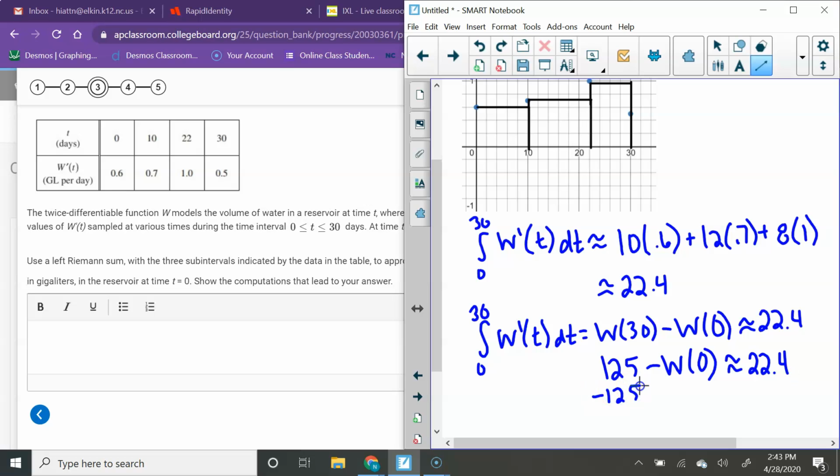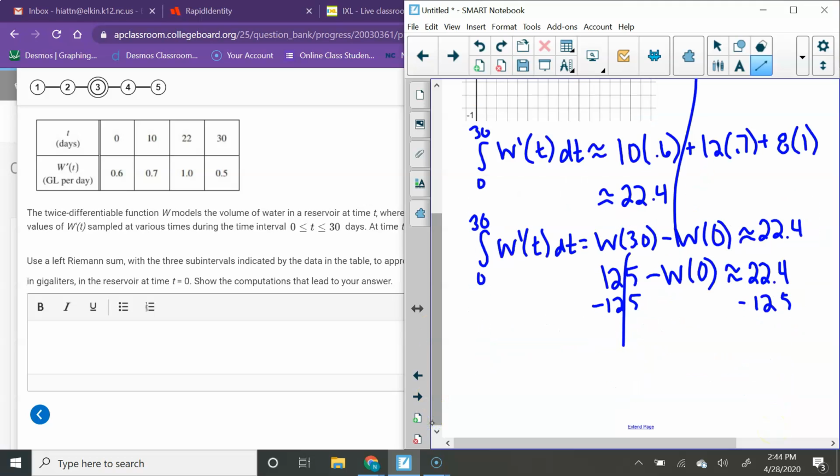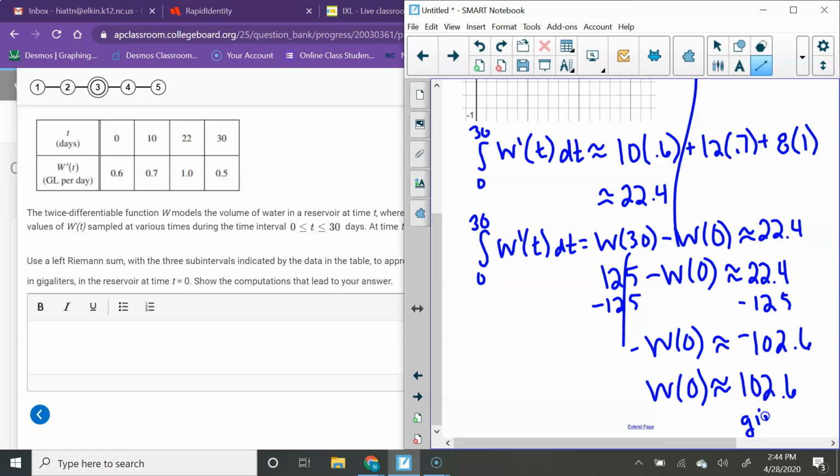So if we subtract that 125, then we will get negative w of 0 is approximately negative 102.6, and so w of 0 is approximately 102.6 gigaliters. There. So that would be our answer for number 3.